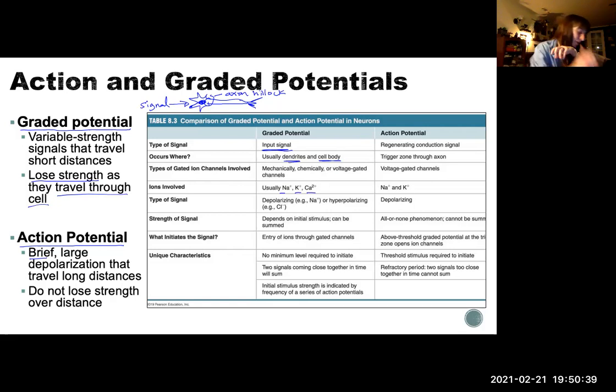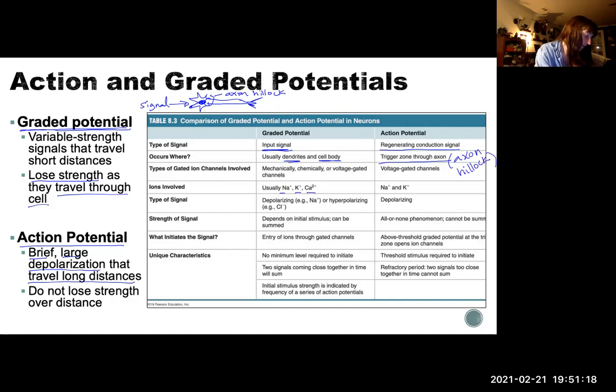So the action potential causes a large depolarization that can travel a long distance. It can travel all the way down the axon to get to the next cell, okay? And it doesn't lose strength. It keeps getting replenished basically down the length of the axon, okay? So it's a regenerating conduction signal based on the graded potential crossing a threshold of energy at the axon hillock. It's going to come from the trigger zone in the axon, which is usually in the axon hillock again.